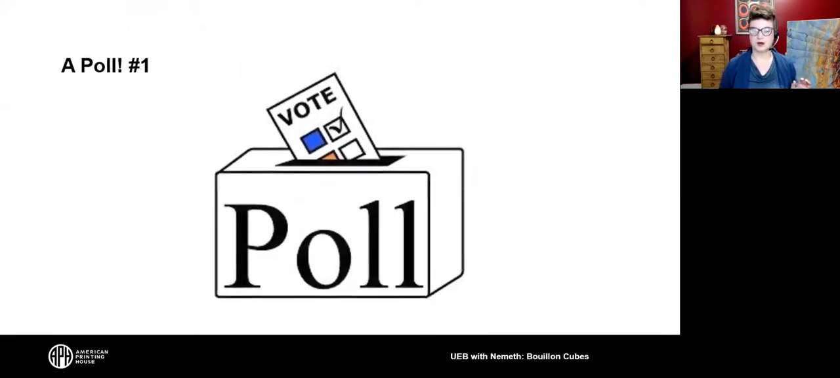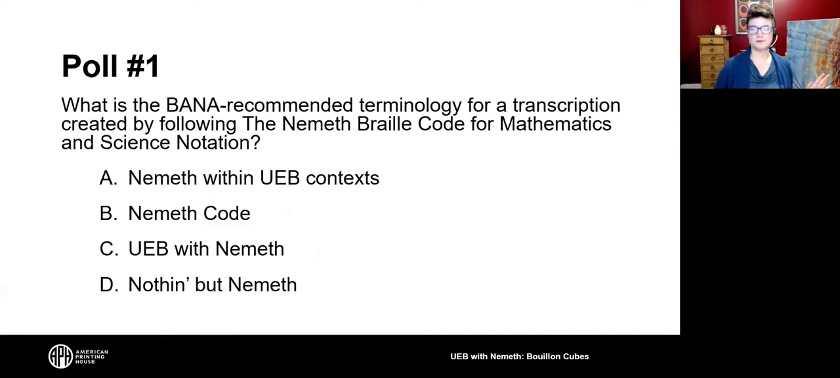And now it's time for our first poll. The question is, what is the BANA recommended terminology for a transcription created by following the Nemeth Braille Code for mathematics and science notation? If you were to do a transcription tomorrow using UEB and Nemeth, what is the BANA recommended terminology for that transcription? Is it Nemeth within UEB contexts, Nemeth Code, UEB with Nemeth, or nothing but Nemeth?